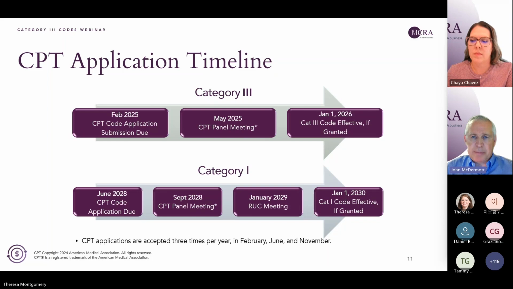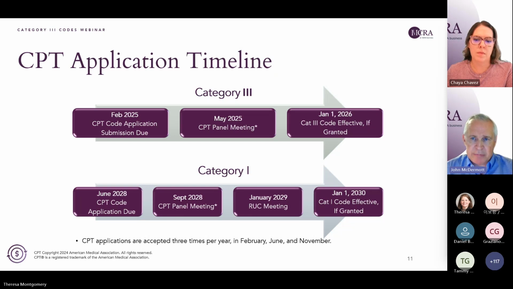Now, meanwhile, on the payment side, I alluded to this earlier. Someone had a question, what does APC stand for? APC is Ambulatory Payment Classification. It's the payment mechanism that Medicare has for hospital outpatient departments. So CMS is going to be making an APC payment assignment to all new Category 3 codes in advance of the implementation date of the code. So if you apply in February this year, the code's approved in May.